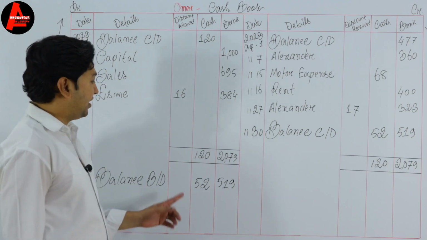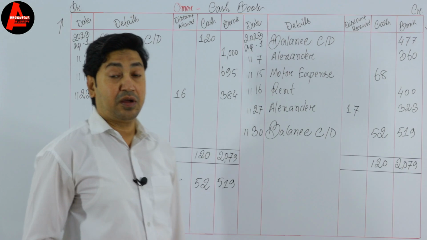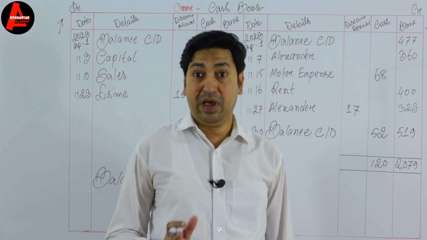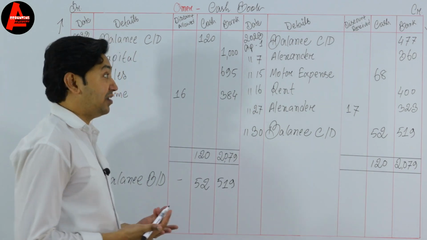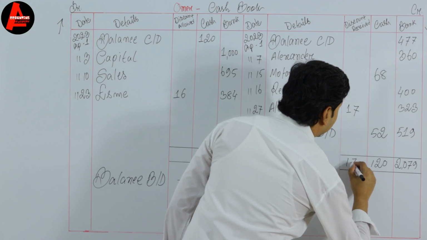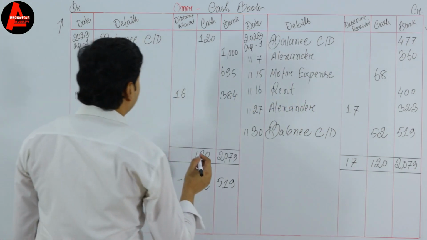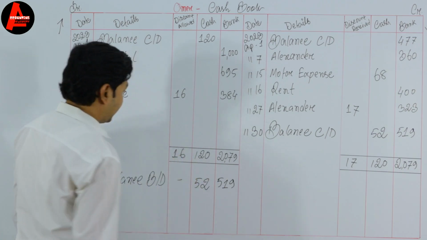Good. Now question is, what about discount? For discount column, we don't need to balance, okay? We will just sum up. We'll write the addition only, okay? So here our addition is $17 discount received, and here discount allowed we have $16, okay?